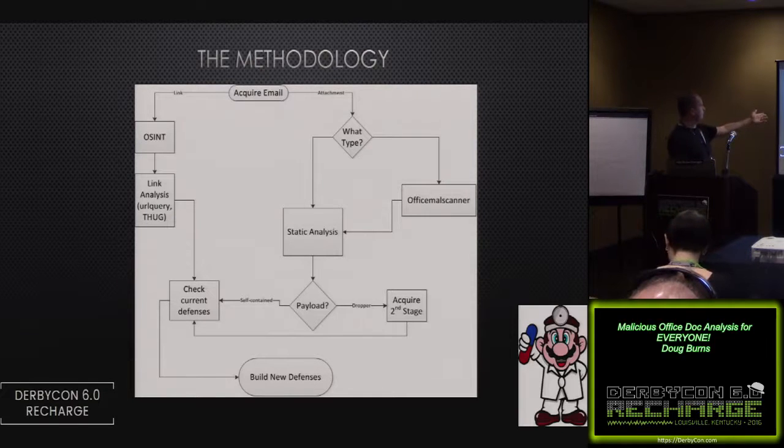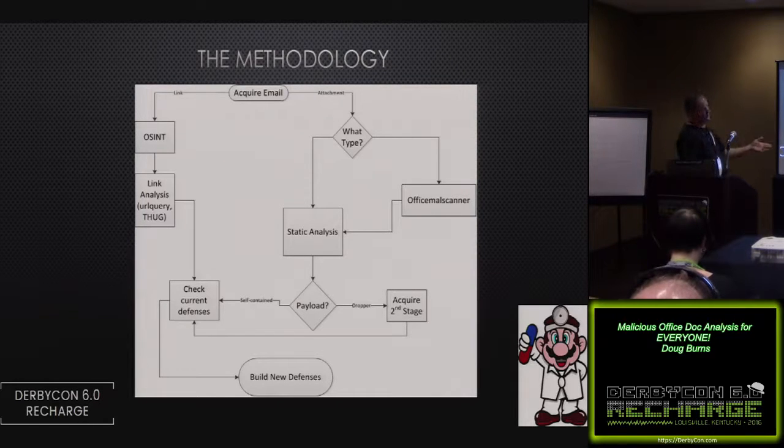So you're going to acquire the email. What's in the email? Is it a link or is it an attachment? If it's a link, go through here, do some OSINT on the link and things like that. I'm not going to get into that too much because we're not talking about it. But if it's an attachment, then what type of attachment is it? Is it an Office doc? Then we're going to use a tool called OfficeMalScanner, and I'm going to go over that in a little bit.